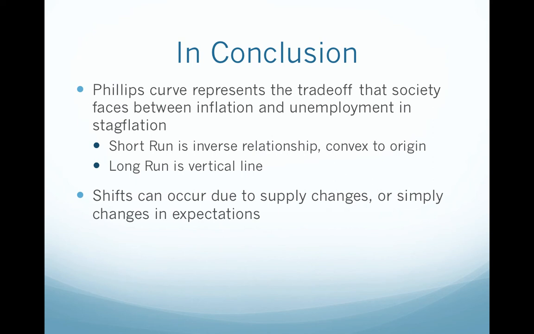In conclusion, the Phillips curve represents the trade-off that society faces between inflation and unemployment in stagflation situations. The short run is an inverse relationship and convex to the origin. The long run is a vertical line because of the lack of a relationship. Shifts can occur due to supply changes or simply changes in expectations.